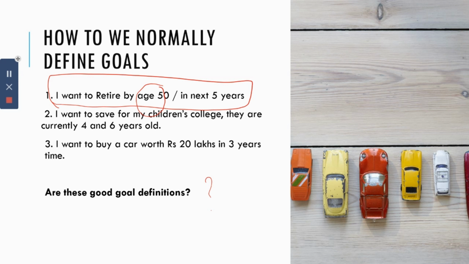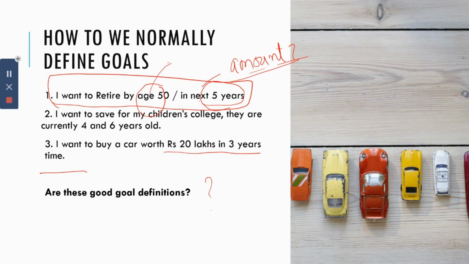Because it doesn't specify the amount, how much you would like to retire with. Correct. So it doesn't tell you the amount. How much you need clearly, right? It doesn't talk about amount. How much do I need? Again, it does say in 5 years, but again here, 20 years.